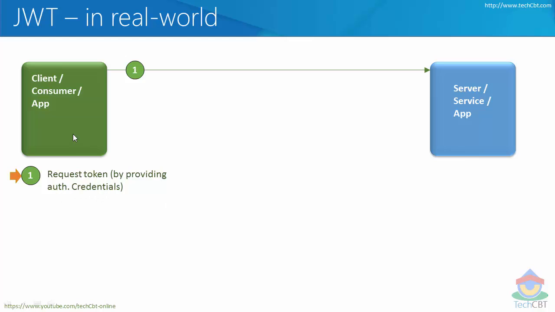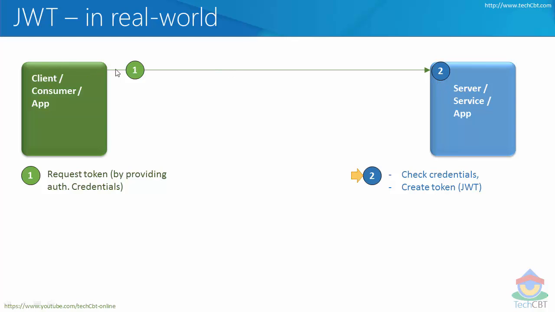So it could pass the username or password during the first request, and that request is essentially to request a token. Whenever the client is trying to request that token from the server, it needs to pass the authentication credentials. So the first step is requesting a token by sending all the authentication credentials to the server or the service. And now the second step.